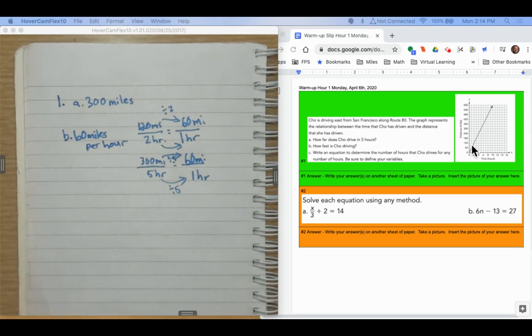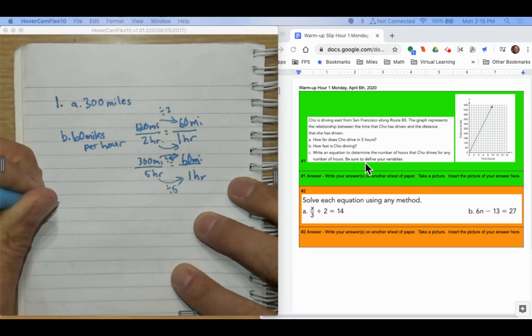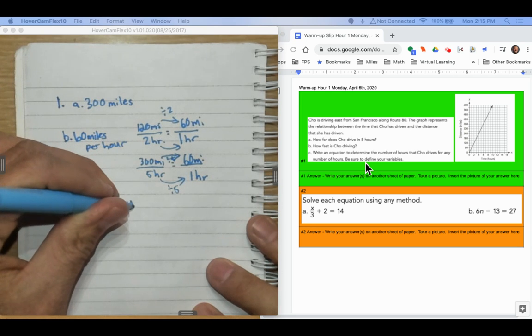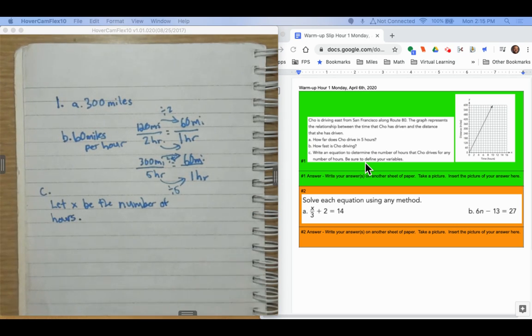Okay. Then C says, write an equation to determine the number of hours that Cho drives for any number of hours. Be sure to define your variables. So we could say for C, let H or let X be the number of hours. If you have a different variable, that's fine. Since we're graphing it, this would be X, and see how it says hours? It's the independent variable. You choose how many hours to drive for. Then the dependent variable is the Y variable.